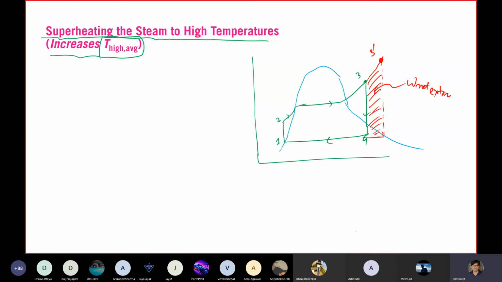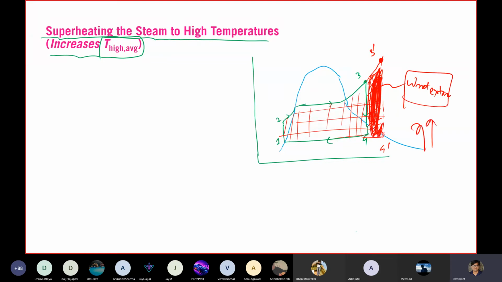If you are going 1, 2, 3, 4, you are getting this much area in between. When you are going 1, 2, 3, 3 dash and 4 dash, and then coming back again, you get the whole area. So as compared to the last one, we are getting this much area extra, and this is your extra work that increases the efficiency of your overall Rankine cycle. But there is one problem with this.